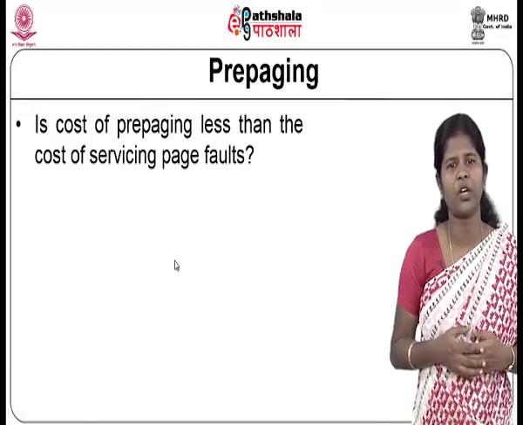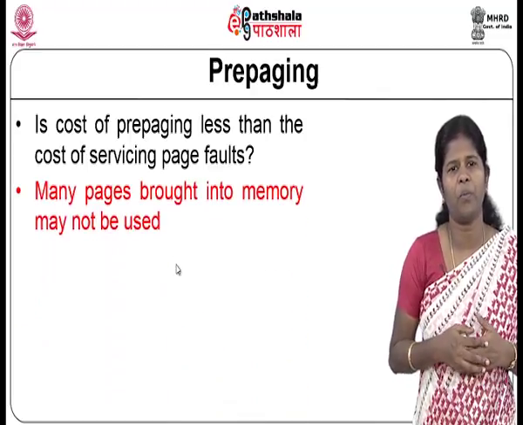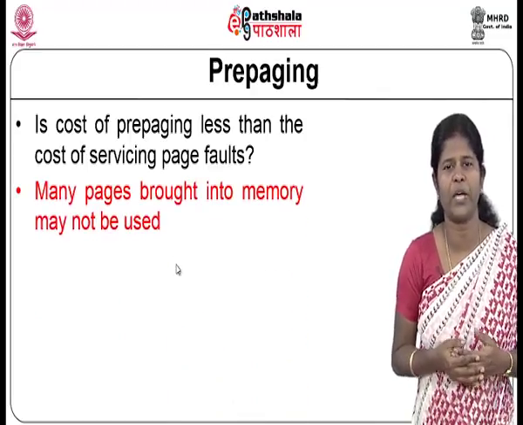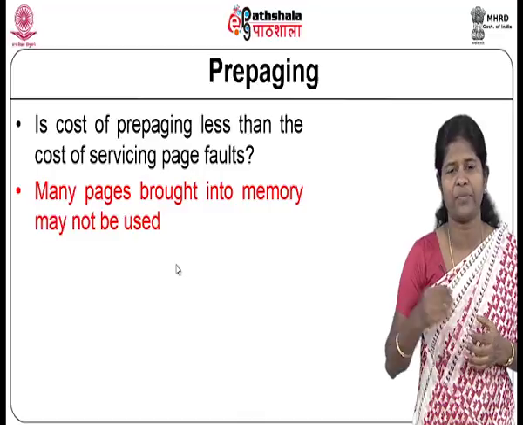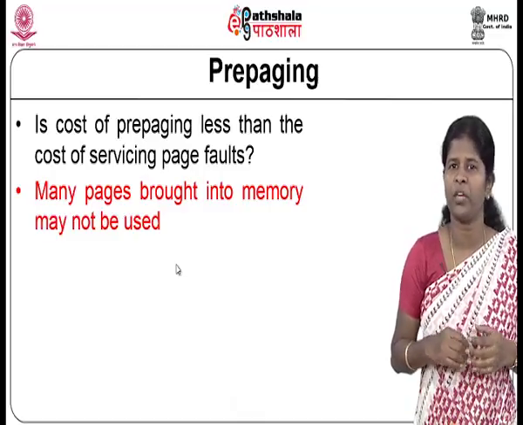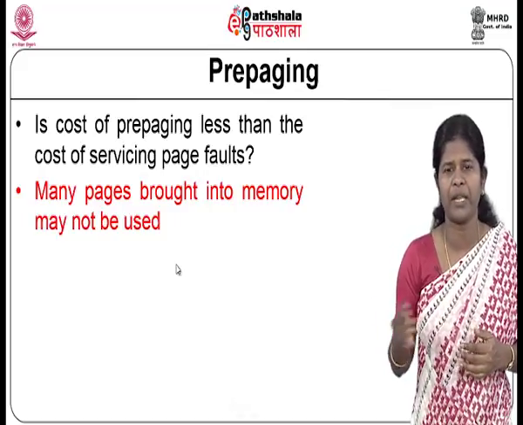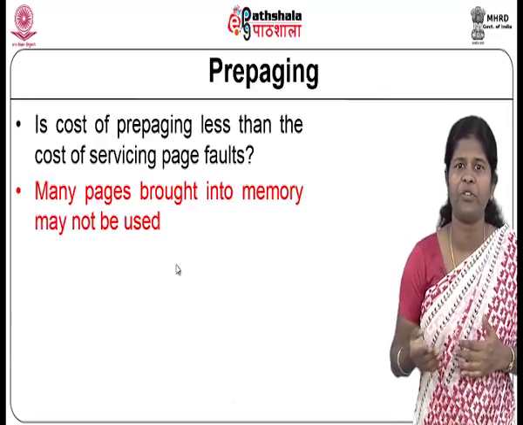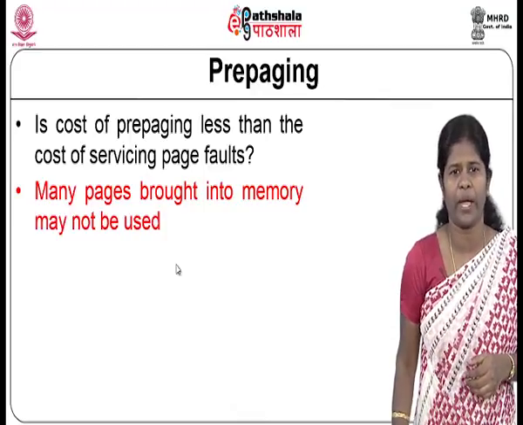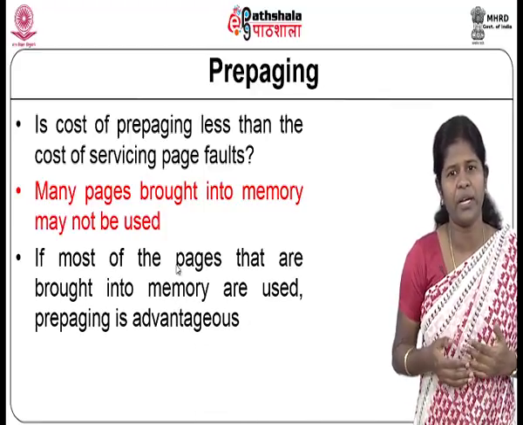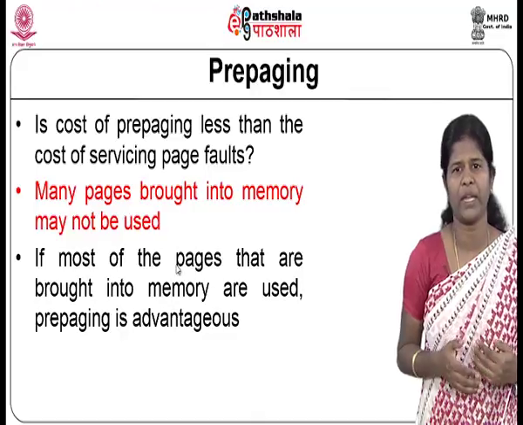But is the cost of pre-paging less than the cost of servicing page faults? When you are trying to service page faults, for each page fault you need to select which page has to be brought in, you need to interrupt, the interrupt has to be serviced, then IO has to happen to bring in the page, and the process may have to wait for IO, waiting in the disk queue and so on. So, all this is a lot of overhead. But many pages brought into the memory may not be used. That is another thing that you need to consider when you are looking at pre-paging.